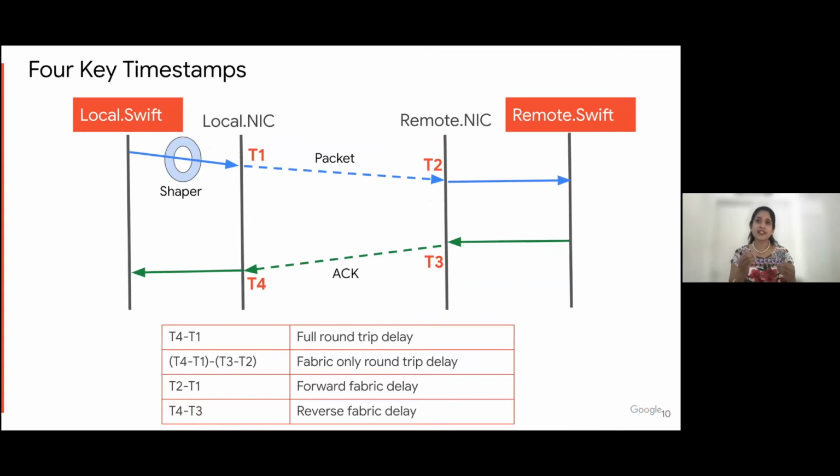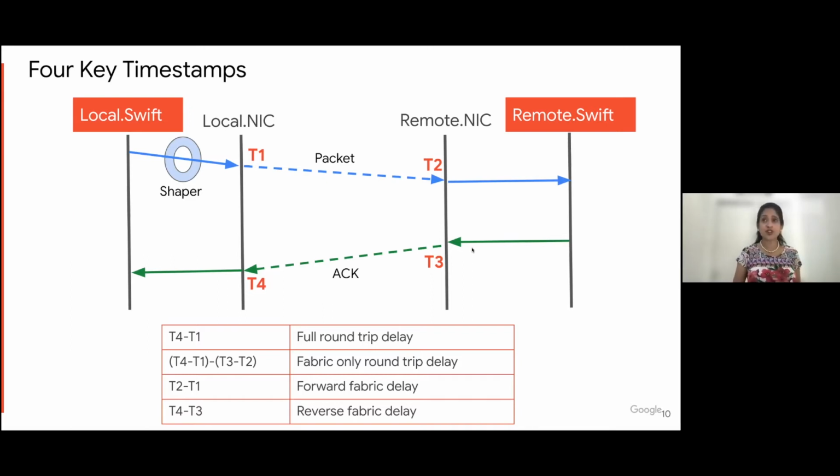So what you've seen in the last slide is a general conceptual representation of Swift's end-to-end delay. What is shown here is, in practice, the exact timestamps that Swift uses. There are 4 timestamps that Swift very heavily relies on, shown as T1, T2, T3, and T4 in the slide. And using a combination of these timestamps, Swift is able to compute the entire round trip delay, which is T4 minus T1 here, or the fabric-only component, which it can do by subtracting out the delays experienced at the end host.